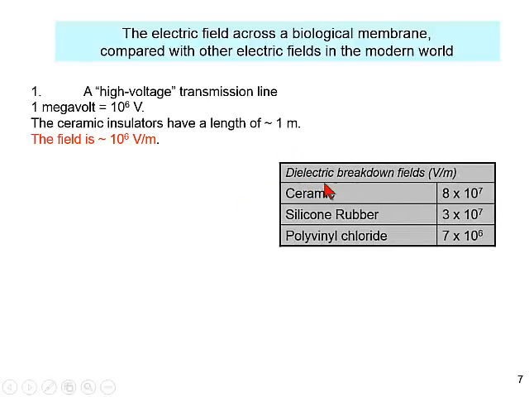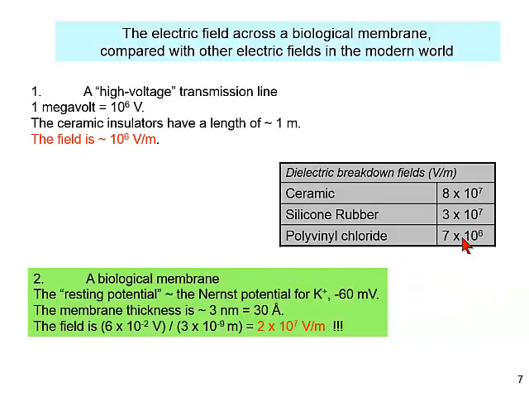And in fact, if we do look at dielectric breakdown fields in the real world, ceramic has a dielectric breakdown voltage of about 8 times 10 to the 7th volts per meter. Silicone rubber a little less, PVC a lot less. All right, now let's calculate the field across a biological membrane. The resting potential here, we're saying it's about minus 60 millivolts. The membrane thickness, however, is really small. It's about 30 angstroms, and so we do the division, and we come up with an electric field of 2 times 10 to the 7th volts per meter across the membrane of nearly every cell in our body.